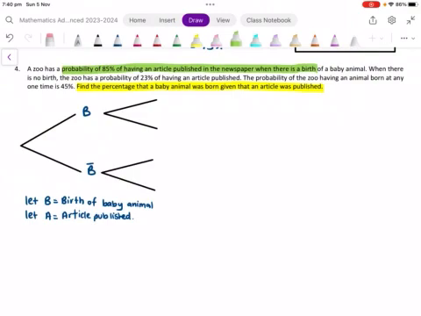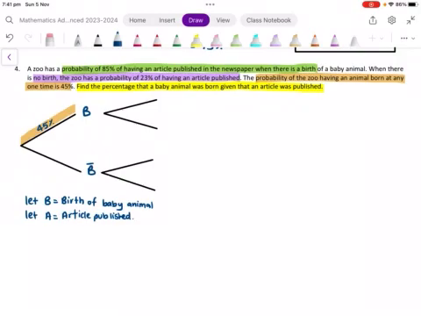And we also have, when there is no birth, the zoo has a probability of 23% of having an article published. And the probability of the zoo having an animal born at any one time is 45%. So the first bit of information goes here, and that is having an animal born at the zoo. So we have 45% there. I am going to write this on this branch here.